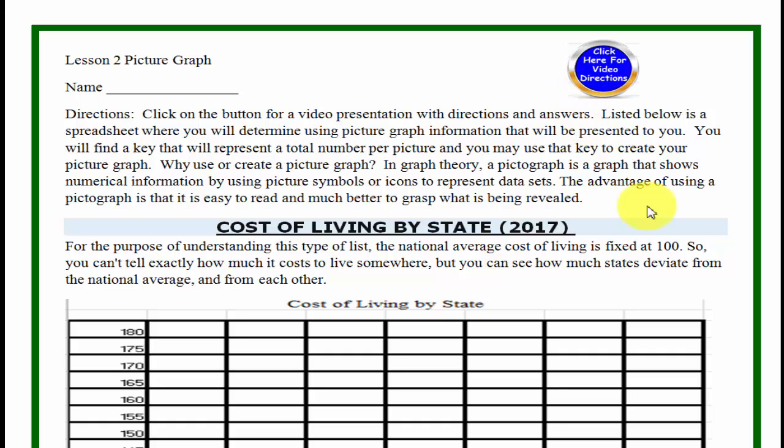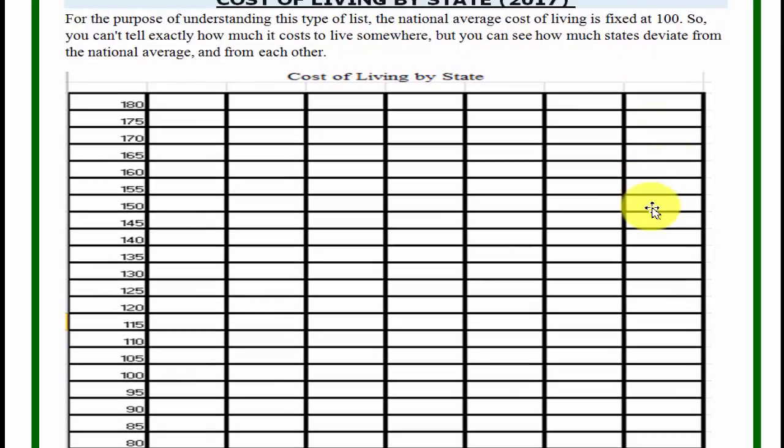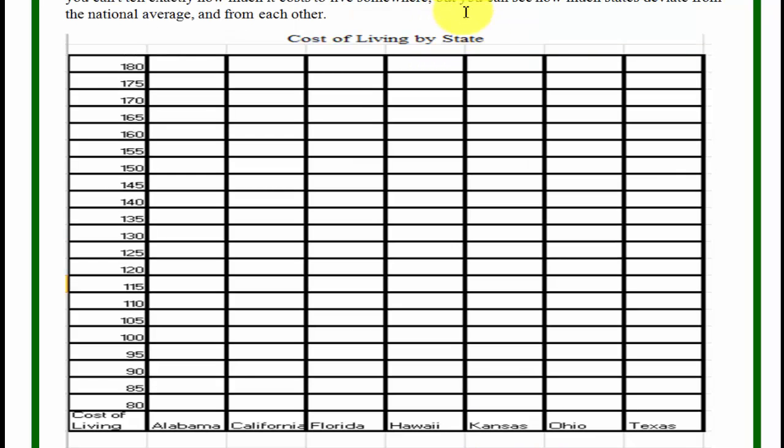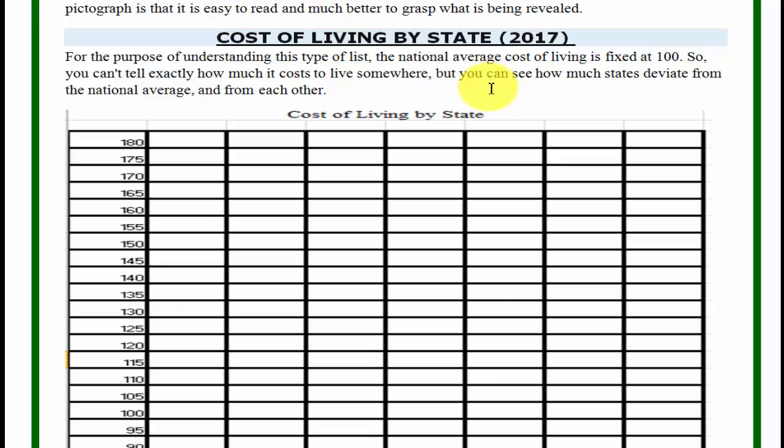Now, you'll notice that we've provided for you a spreadsheet and the cost of living by state, which I think is extremely important to grasp and understand. These numbers are accurate as of the year 2017. It says that for the purpose of understanding this type of list, the national average cost of living is fixed at 100.